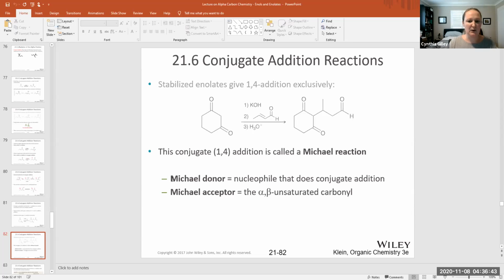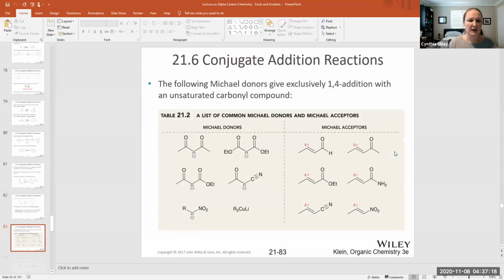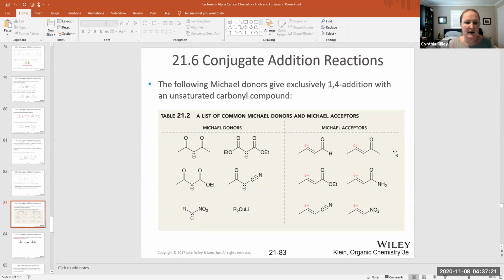We often talk about Michael reactions involving a Michael donor and a Michael acceptor. The Michael donor is the weak nucleophile, right, which would be the enolate formed from the deprotonation of this 1,3-diketone. That would be considered the Michael donor. And then the Michael acceptor is the alpha beta unsaturated carbonyl component, right? So for example, this alpha beta unsaturated aldehyde, we would call this the Michael acceptor. And those together, right, form this carbon-carbon bond.